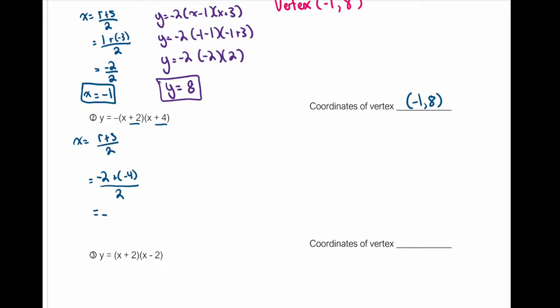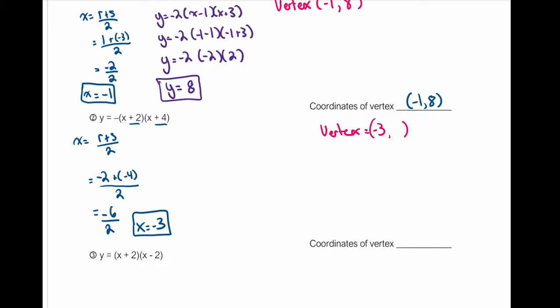Which we have the -2 plus -4 divided by 2, and we have -6 divided by 2, and this simplifies to -3, or x equals -3. So we know the x value of our vertex has to be -3. And now our goal is to find the y value of that vertex.